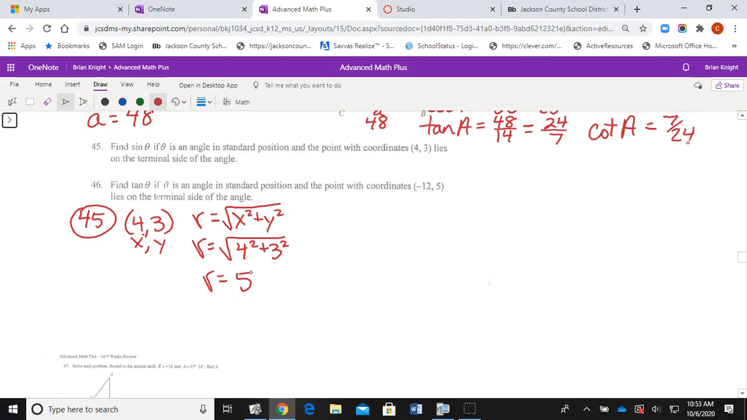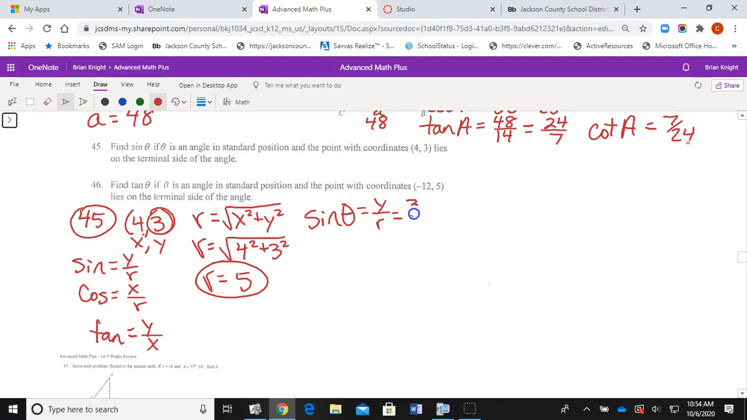Okay? So sine of theta. If you have forgotten, I'll write them over here. Sine is y over r. Cosine is x over r. And tangent is y over x. Okay? Y'all remember that? So we're just finding sine. Sine is y over r. My y was 3. My r was 5. So 3 over 5. Done. Okay?